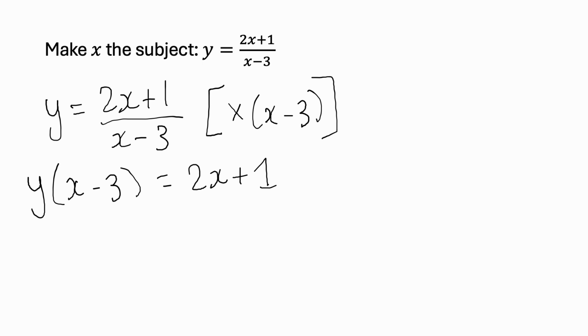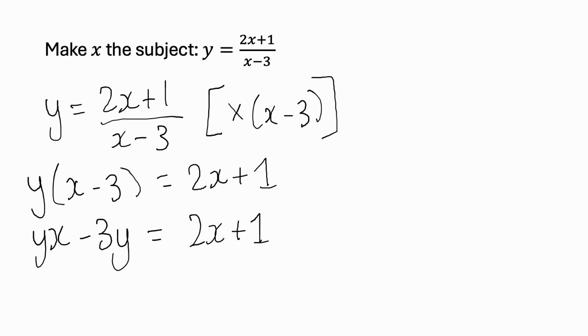So now what we're going to do here is expand the brackets on the left hand side. So y times by x, which is yx, and then y times by negative 3, which is negative 3y. It's equal to 2x plus 1. So now, anything that has an x in it is going to be on one side, and then all the rest are going to be on the other side.